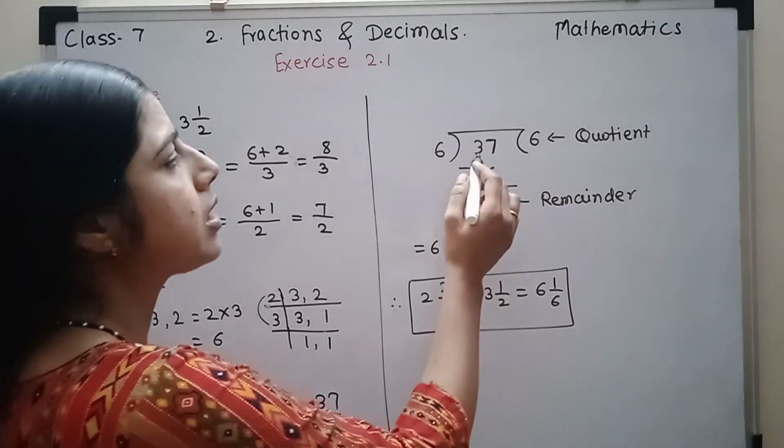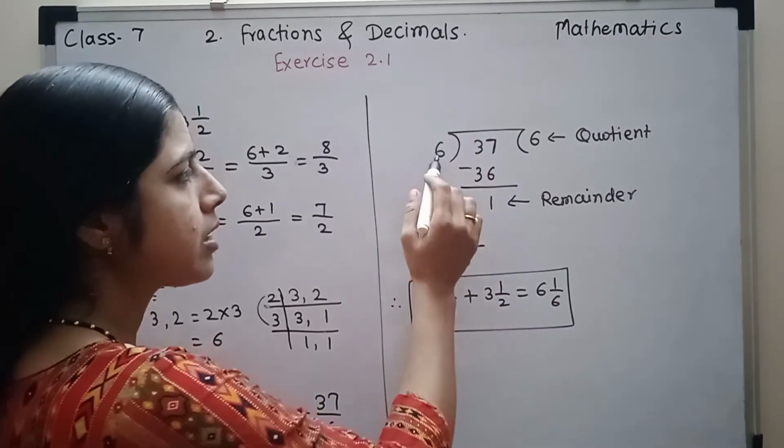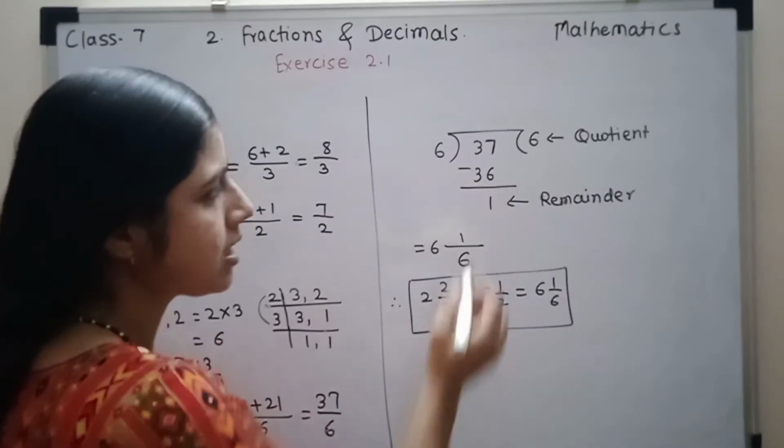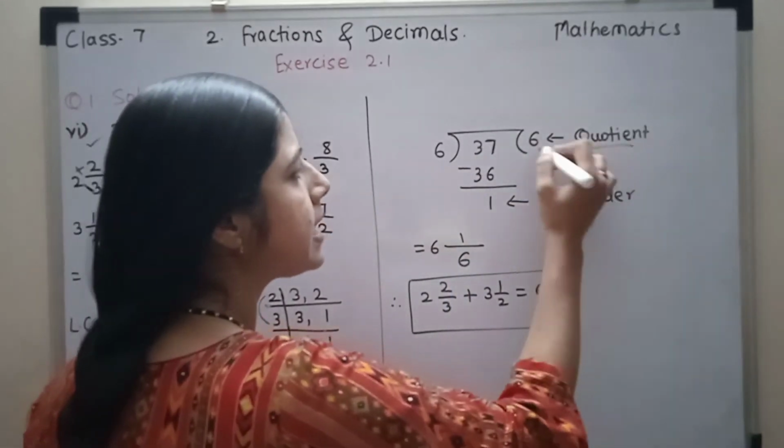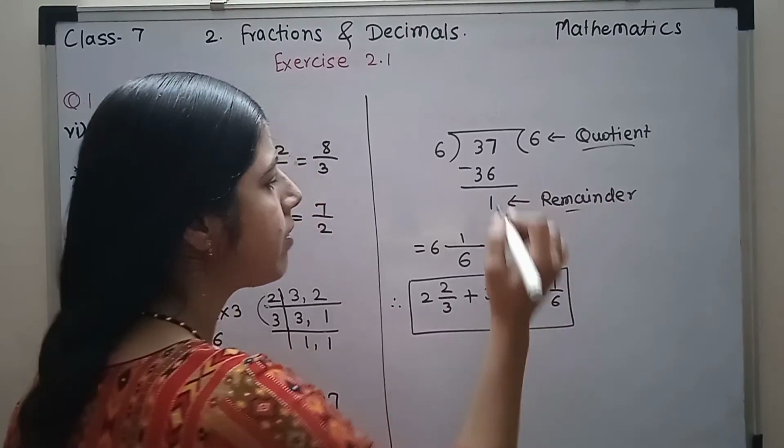So how to convert it? So 37 divided by 6. 6 6s are 36. So 37 minus 36 is 1. So our quotient is 6 and our remainder is 1.